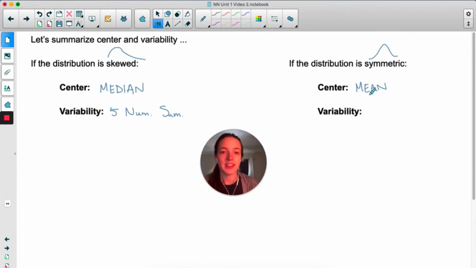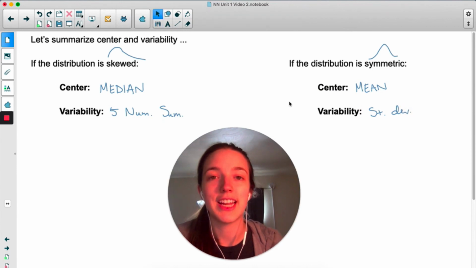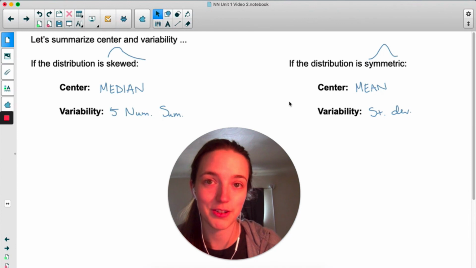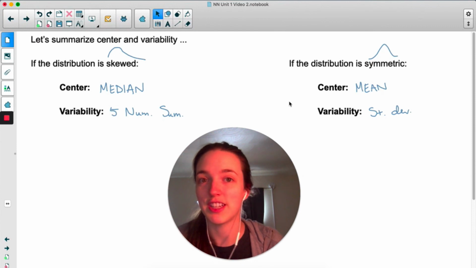If you're using the mean as a measure of center, you should use the standard deviation as your measure of variability. When you're describing a distribution, start with shape. And once you've described the shape, make a call on which measure of center you're going to use and which measure of variability you're going to use. When it's time to describe outliers, you can use the IQR times 1.5 rule to determine if anything is actually an outlier instead of just saying it looks like an outlier.